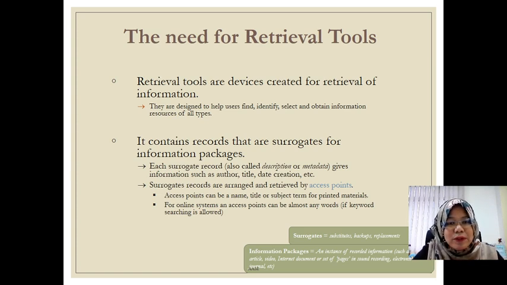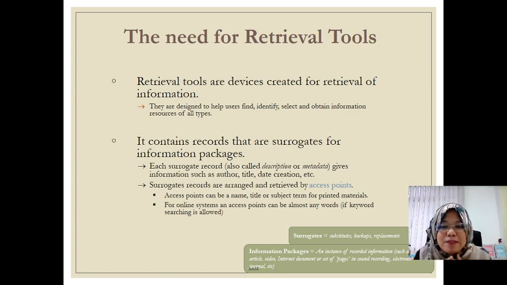They also contain records that are surrogates for information packages. Each surrogate record, also known as a description or metadata, gives information such as author, title, declaration and so on. Surrogate records are arranged and retrieved by access point. An access point can be a name, title or subject term for printed materials. Meanwhile, for online searching, an access point can be almost any word if keyword searching is allowed. So any unique words or keywords that represent the document can be used.